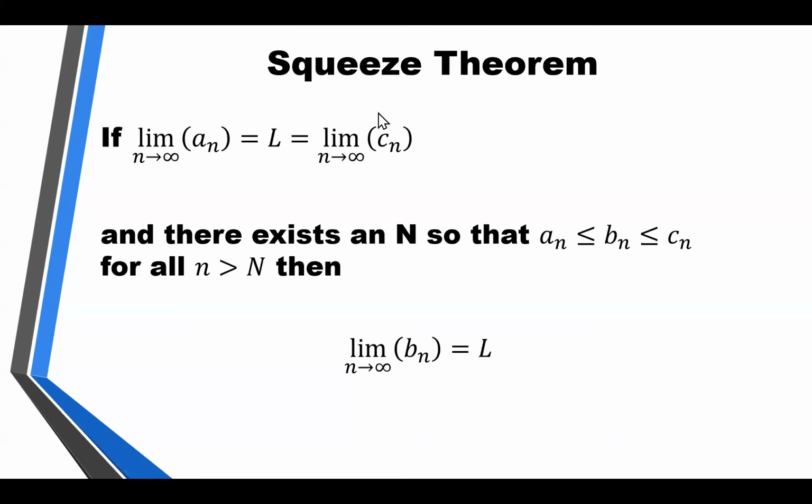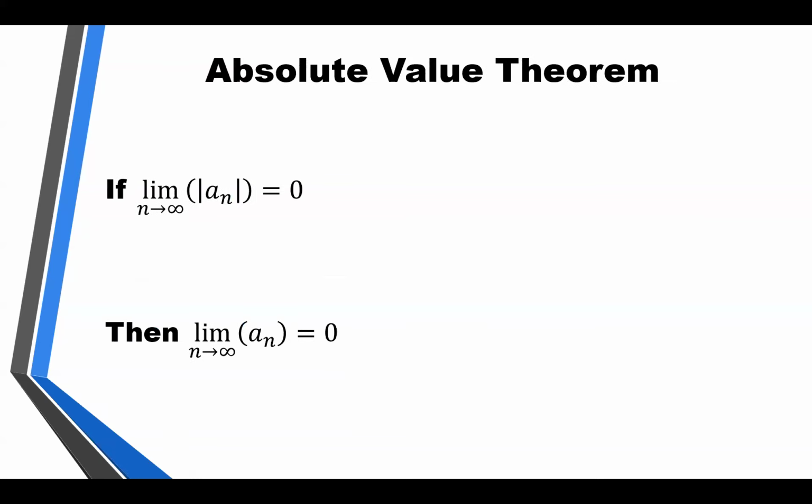Now, one important offshoot of the squeeze theorem is going to be what we call the absolute value theorem. If we have one of these sequences that alternates back and forth between positive and negative values, if we take the limit of the absolute values and the absolute values are going to 0, then the limit of the overall sequence is going to also go to 0.